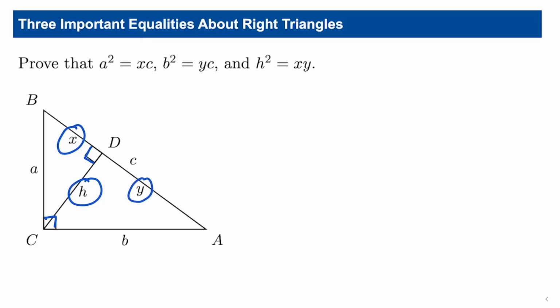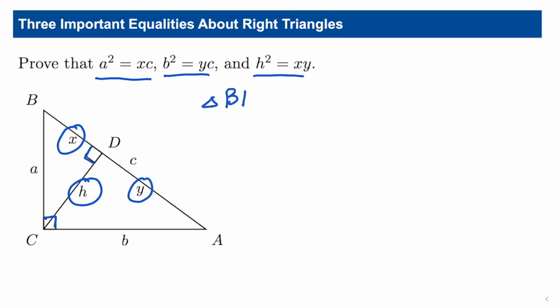Then we know A squared equals X times C. In other words, A is the geometric mean of X and C. B squared equals Y times C. In other words, B is the geometric mean of Y and C. Then H squared equals X times Y. H is the geometric mean of X and Y. We can prove these equalities using similar triangles.